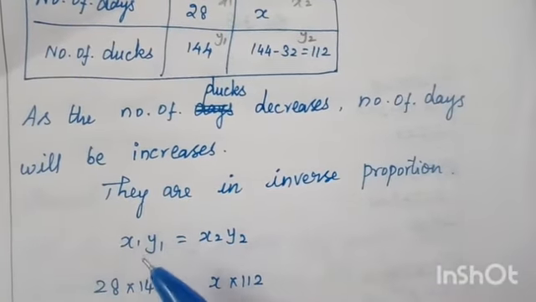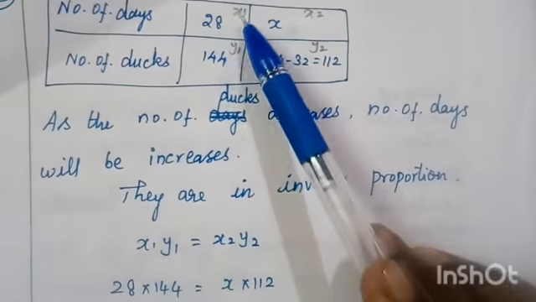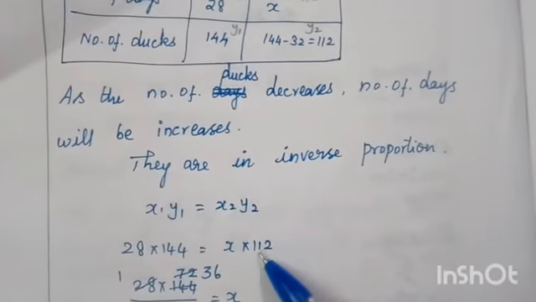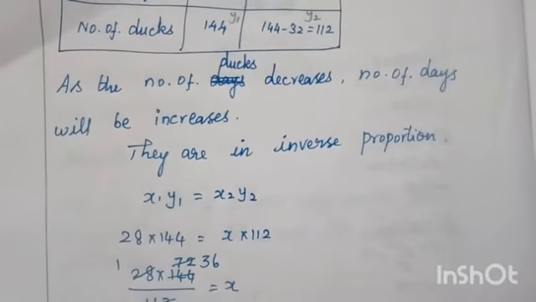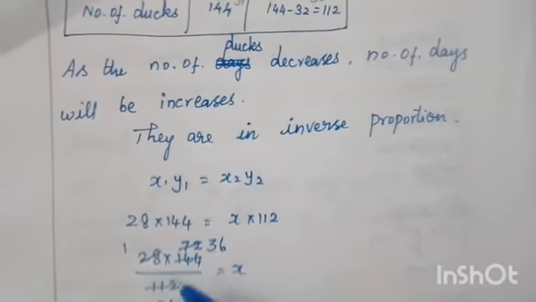So that is x1 y1 equal to x2 y2. So x1 is 28 into 144, x into 112. The x value we want to find. So this 112 is transposed to the left hand side. So that is in division. So you have to make multiples.